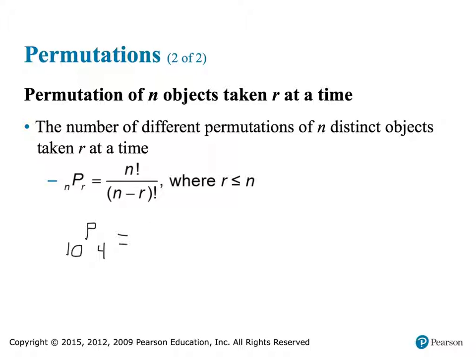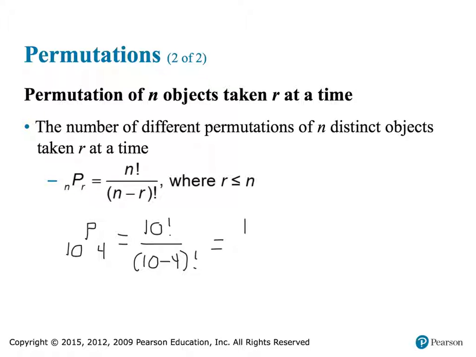So to determine all the different arrangements, we'd have to take n, which is the total number we're selecting from, factorial, 10 factorial in this case, and divide by n minus r factorial, where r is the size of the group that we've selected.